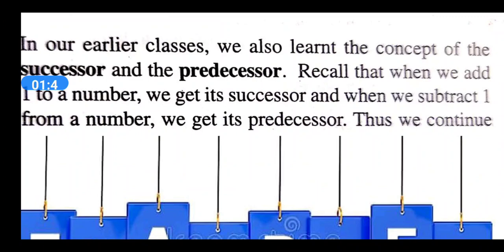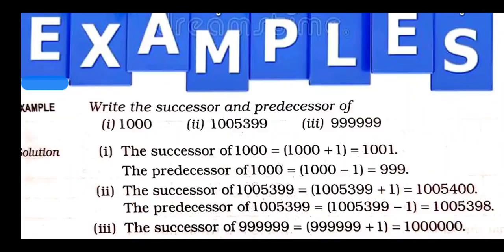Children, do you remember the concept of successor and predecessor? I told you this in your earlier classes. Let us recall. When we add 1 to a number, we get its successor. And when we subtract 1 from a number, we get its predecessor. Let us check it out with the help of an example. In this, write the successor and predecessor of 1000.